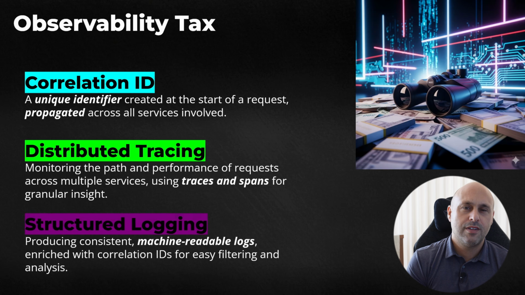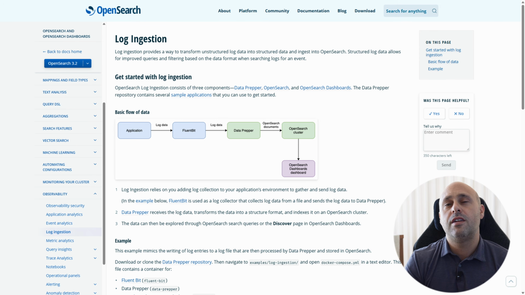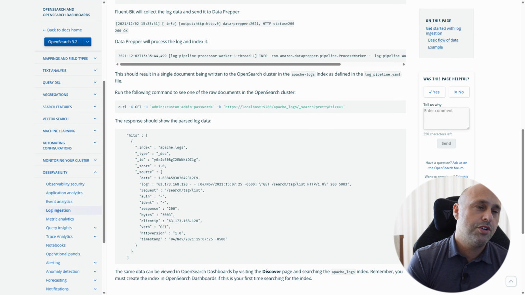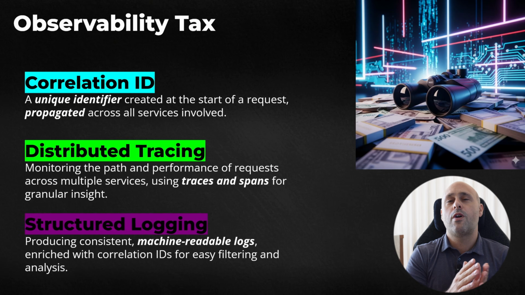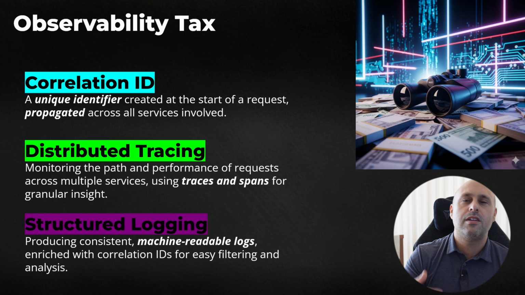And third, we have structured logging. Our logs need to be machine readable, and every single log entry must include the correlation ID. And this allows us to query our logging platform and instantly see the logs from all services that participated in a particular Saga execution. So, this was tax number 1. Let's move into the next one.